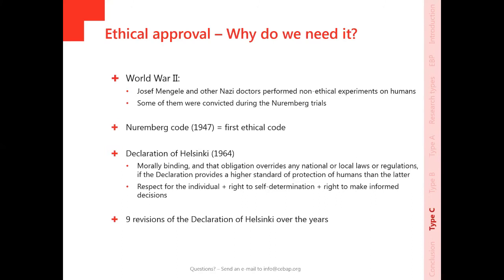So some of these doctors were convicted during the Nuremberg trials, and these trials also led to the development of a Nuremberg Code. This was the first ethical code to exist. Later on, in 1964, the Declaration of Helsinki was developed, and this declaration was signed by various countries, and it is a morally binding document. In brief, it states that you should respect the individual, you should have the right to self-determination, and the right to make informed decisions.